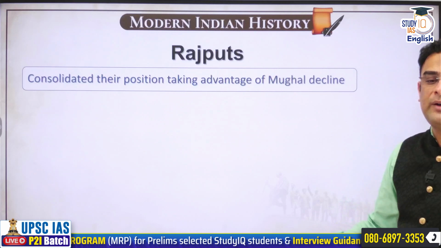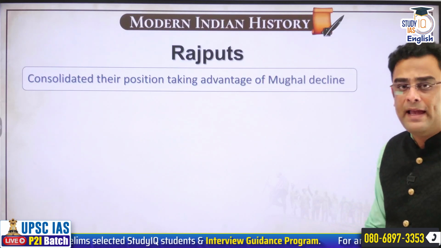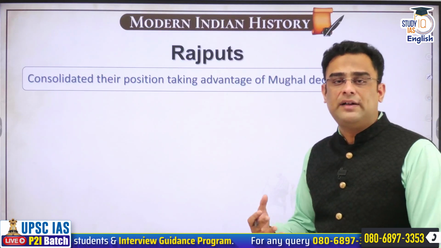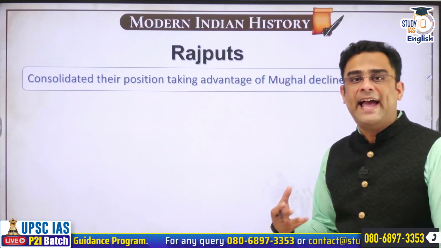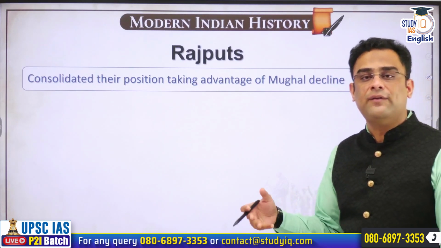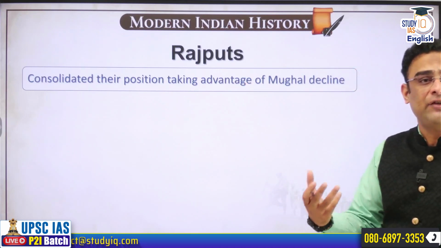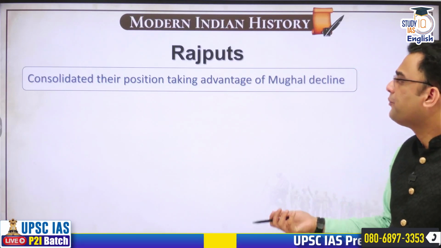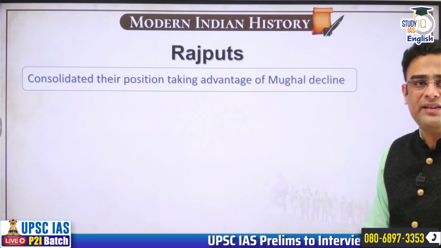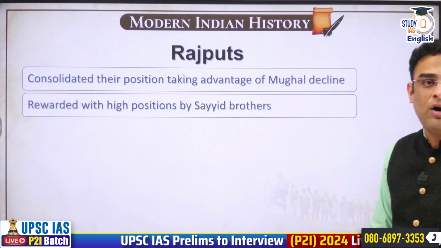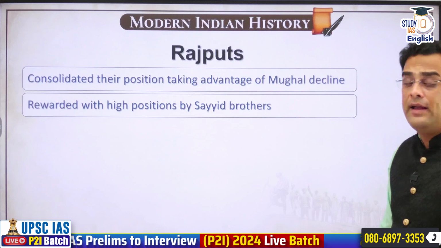Now let us see what is going to happen in the 18th century. As the Mughal rule started to decline, and as we see rise and emergence of different regional states, Rajputs, who in any case enjoyed tremendous internal autonomy, also started to consolidate their position and take advantage of this decline of Mughal rule.